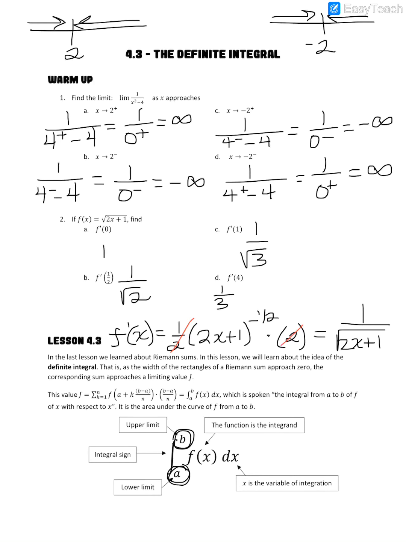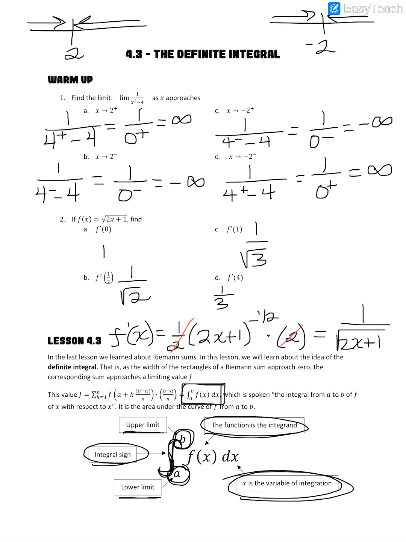Okay, so the way that we speak this right here is the integral from a to b of f of x with respect to x. So the dx is just telling us what our independent variable is. And here we have little definitions. We have our lower limit a, upper limit b. That's our integral sign there. And then we have our function that we're integrating, and then our variable of integration, or our independent variable.